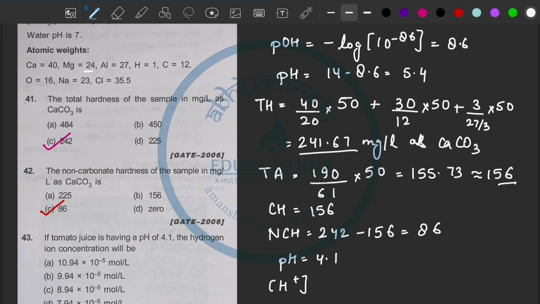H plus ion concentration will be nothing but 10 to the power minus pH, and that is 10 to the power minus 4.1 moles per liter, and that comes to be 7.94 into 10 to the power minus 5 moles per liter. So the option is option D.